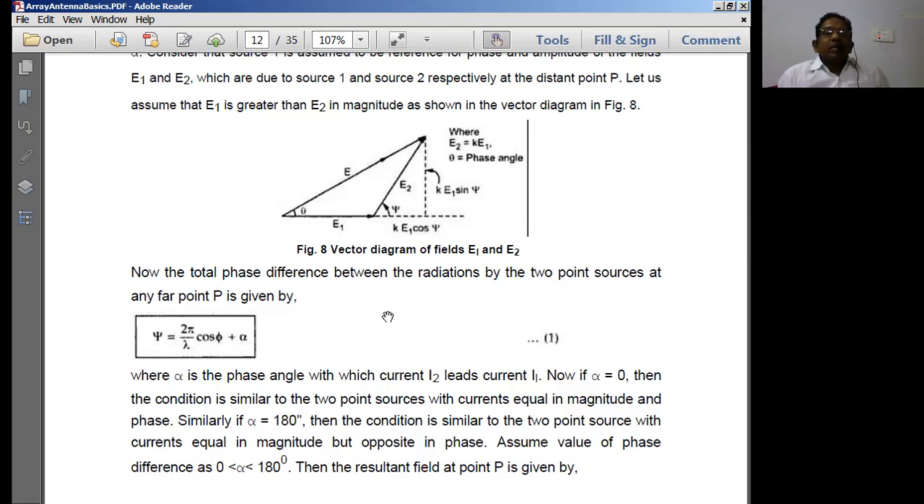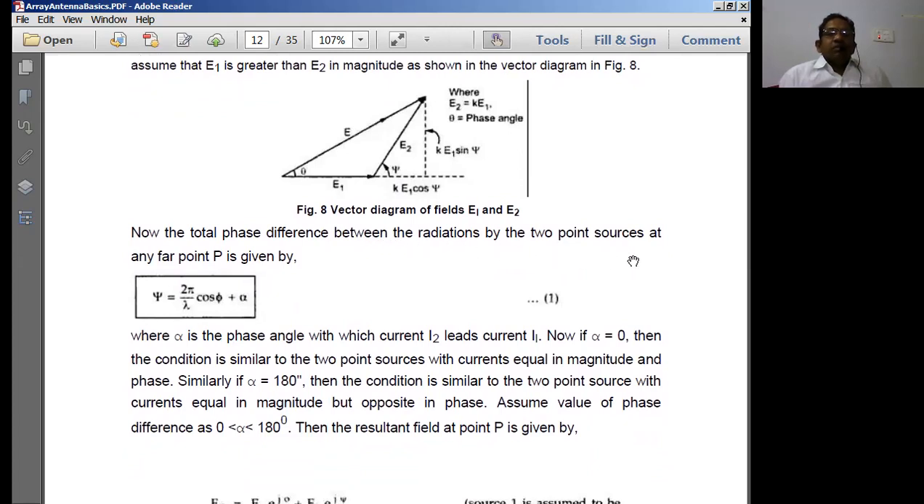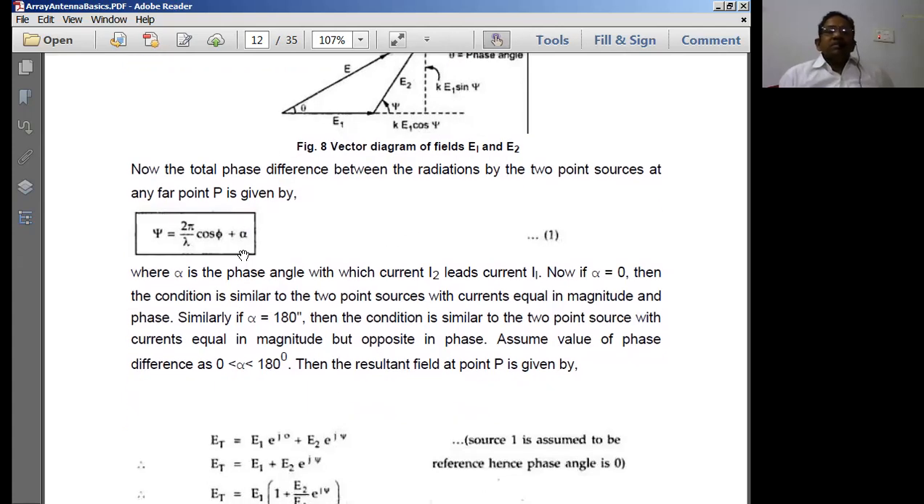Okay. So therefore, the total phase difference between the radiations by the two point sources at any far point P is given by, earlier we have written this as beta d cos phi. Now here d has been taken as equal to 1. So here beta is nothing but 2 pi by lambda cos phi, and some more phase has been changed here. So therefore I'll simply put that phase as alpha. Now in the previous cases, this alpha was 0. Now this alpha is normally going to be not 0.